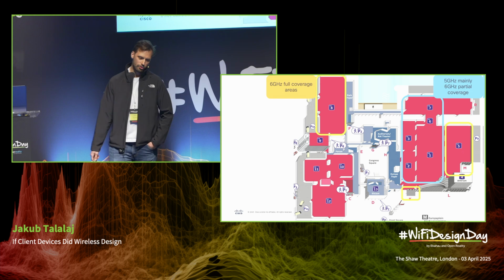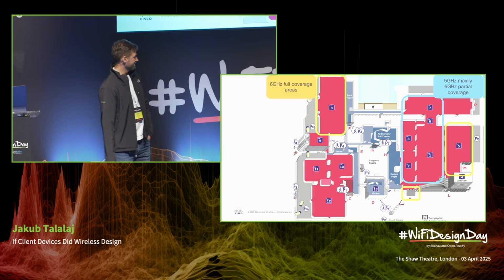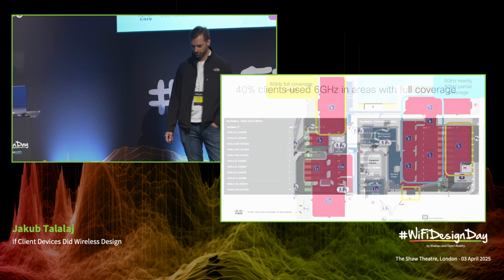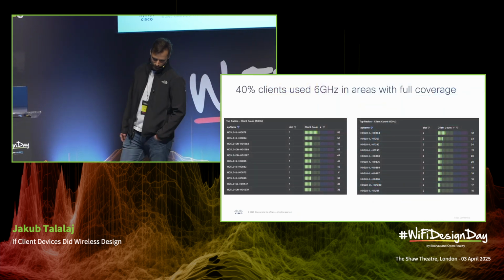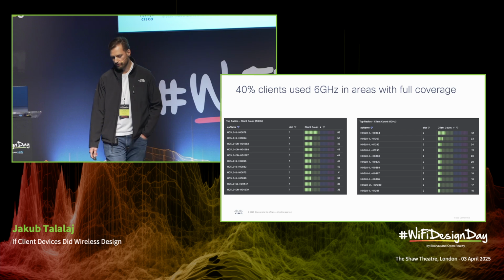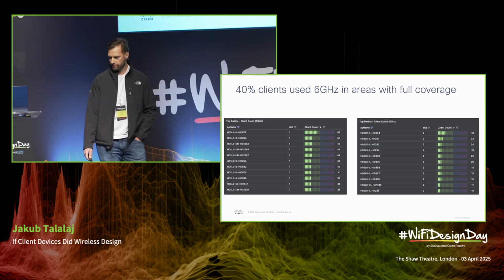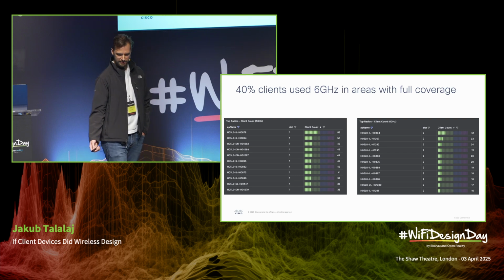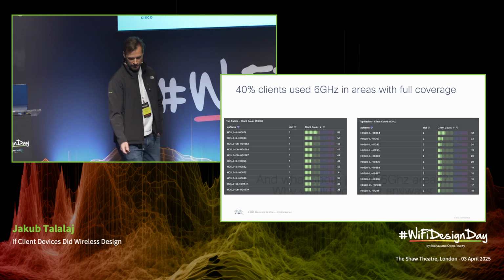This year we decided to go crazy, some would say, and we did infills with 6 gigahertz to see how it will behave. So in the areas where we had 5 and 6 full coverage, 40% of clients were constantly using 6 gigahertz, right? So that shows that the adoption amongst the client devices is actually quite good, right?